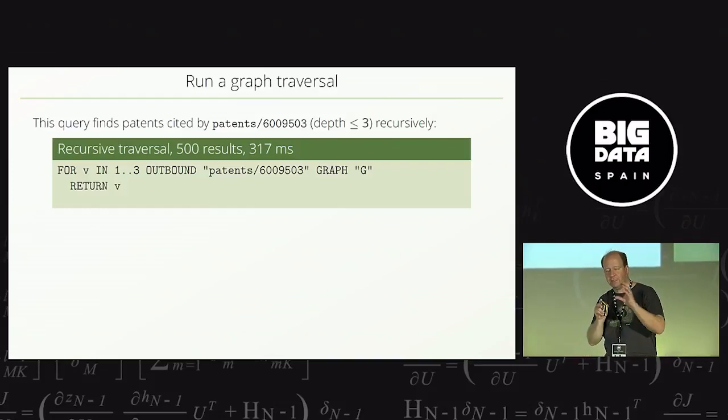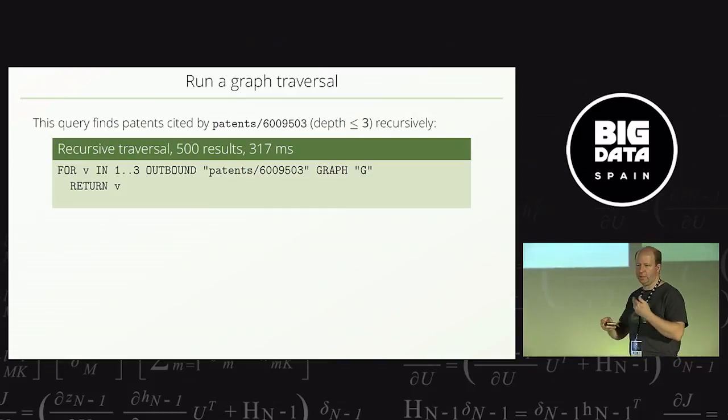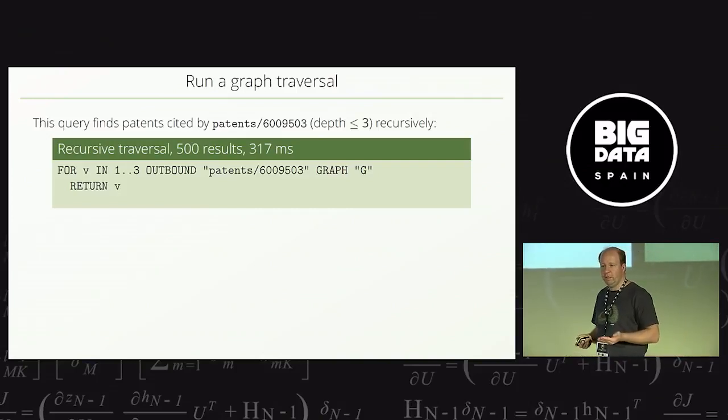So here you go. We start with one patent, and we tell the database, do a graph traversal, but only go 1 up to 3 steps, so I don't care. And give me all the patents I find. So I get all the patents I find which are cited by that one. I get the ones which are cited in 2 steps and 3 steps, and here you go. Now, this, for example, gave me 500 results, and the execution time is 317 milliseconds. So that's a bearable latency.